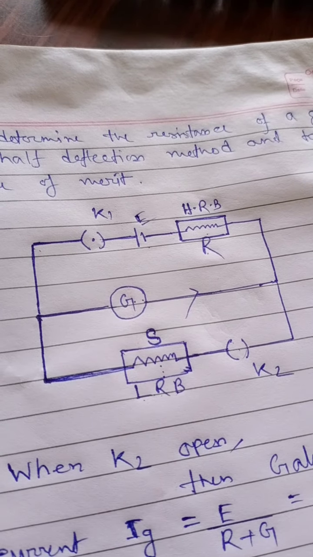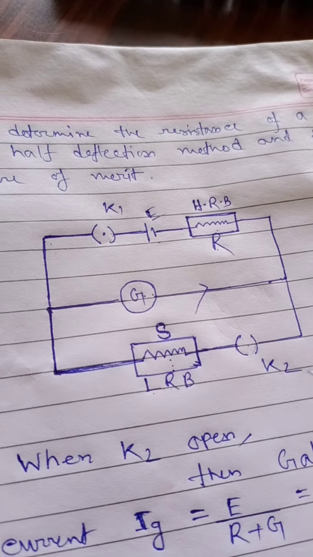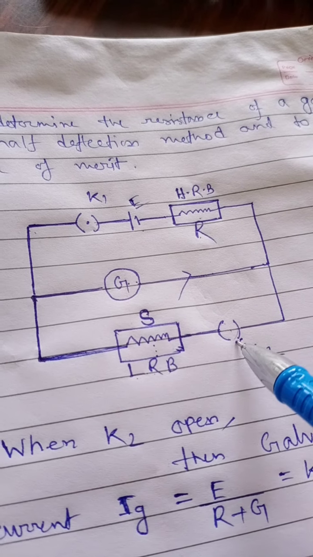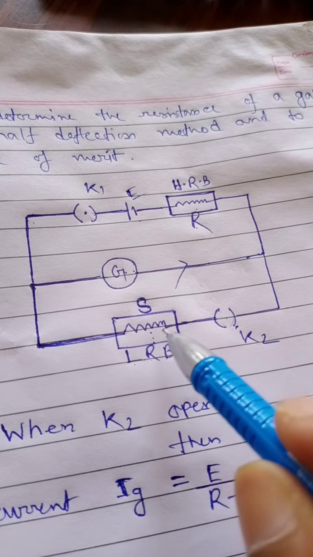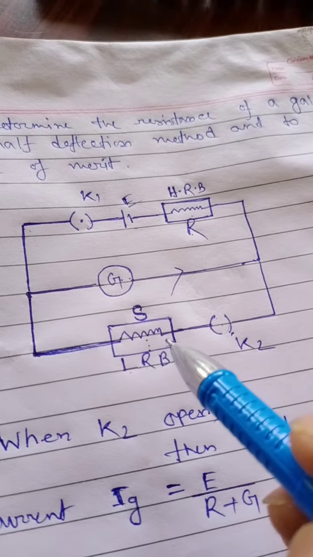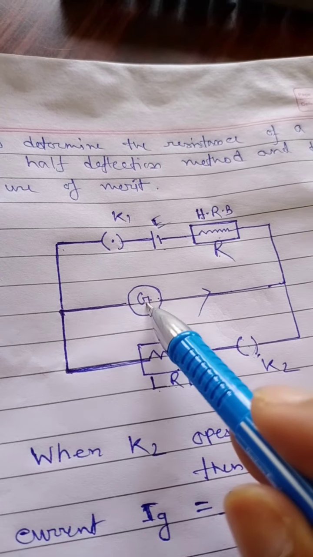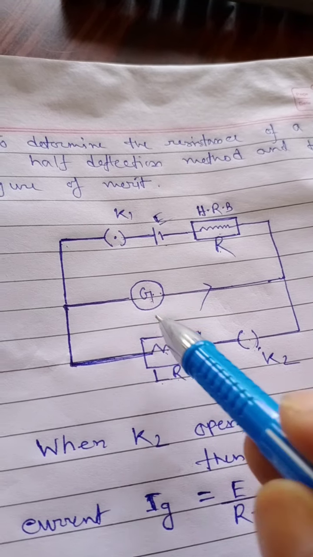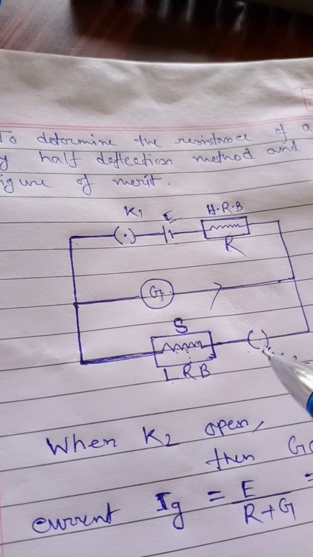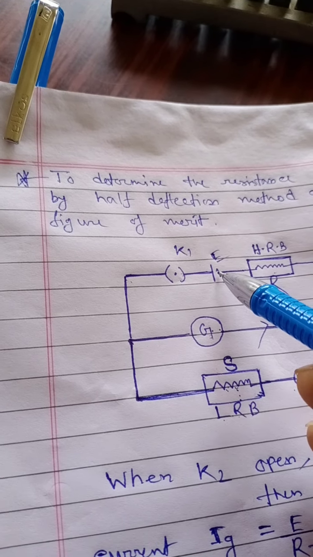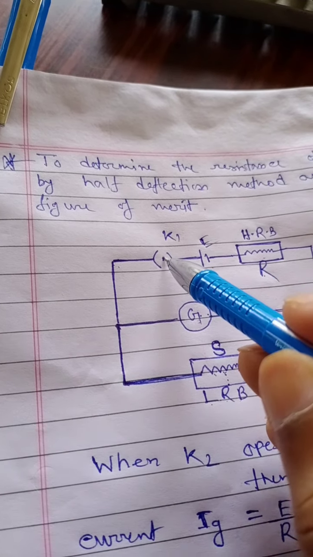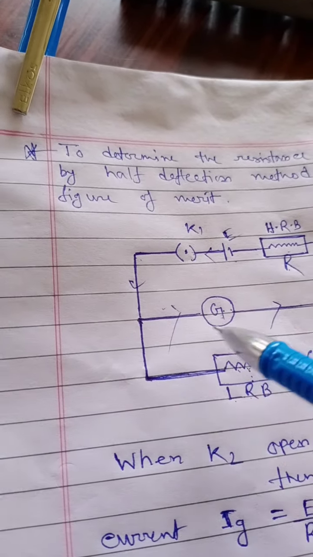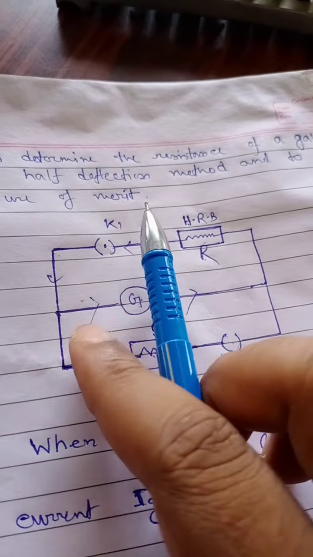For the first step of this experiment, at first K2 will be opened. If K2 is opened, then what will happen? No current is flowing through the shunt resistance. This resistance is in parallel with this galvanometer, so at first this is disconnected. Then the current is supplied. K1 is closed, so current starts to flow from the battery, and it will pass to the galvanometer, and the galvanometer will deflect.